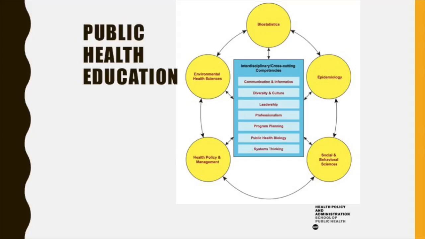There are 5 core competencies that are a part of public health education. They are about statistics, epidemiology, social and behavioral sciences, health policy and administration, and environmental health sciences. In addition to these 5 core competencies, we offer cross-cutting competencies that focus on communication and informatics, diversity and culture, leadership, professionalism, program planning, public health biology, and systems thinking.